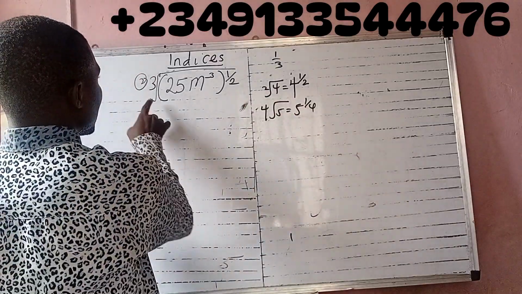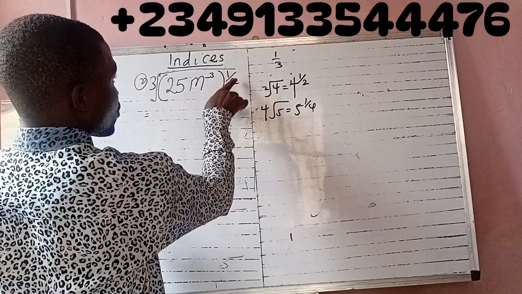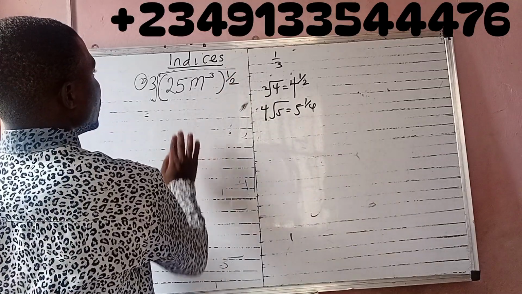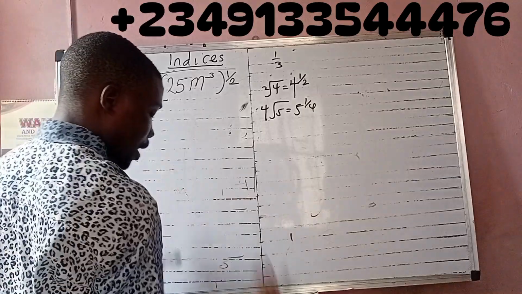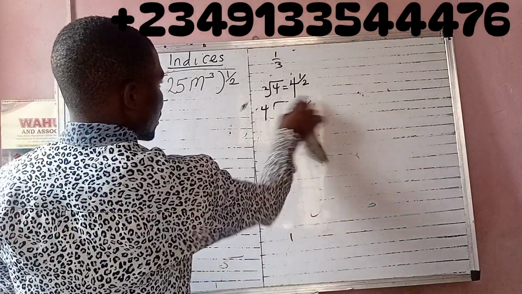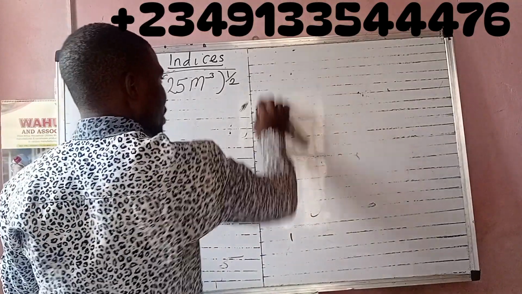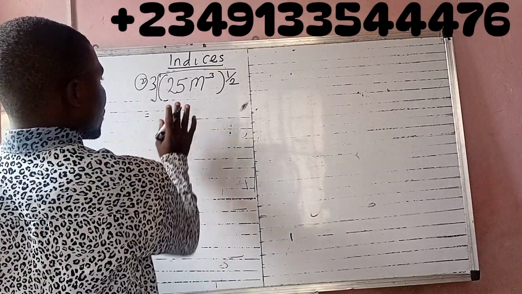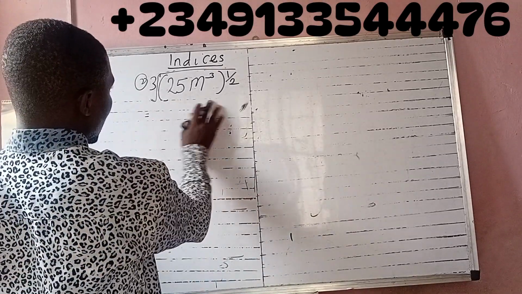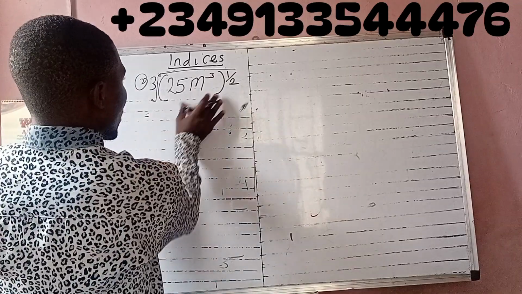So we can change this cube root back to 1 over 3, or we solve this one first, then later we can change it. Any one you do, you will still get the same answer. So just the basic thing is the concept. Once you can get the concept, you are free to go. So here I'm solving this middle part first, then I'll bring it out.